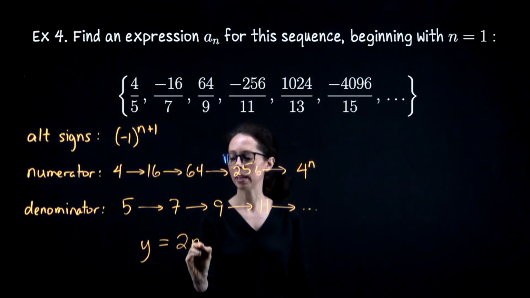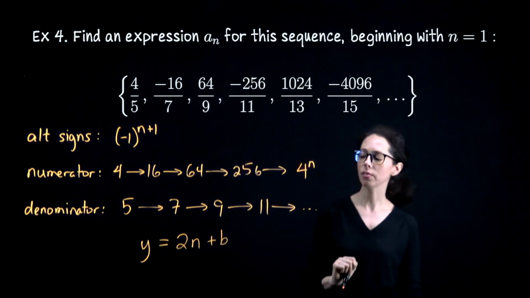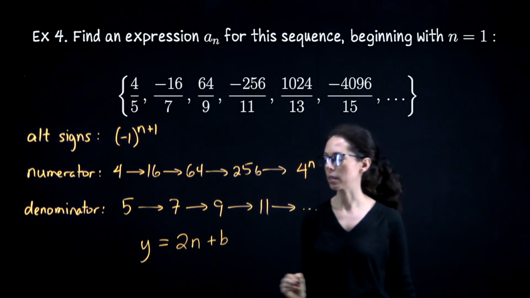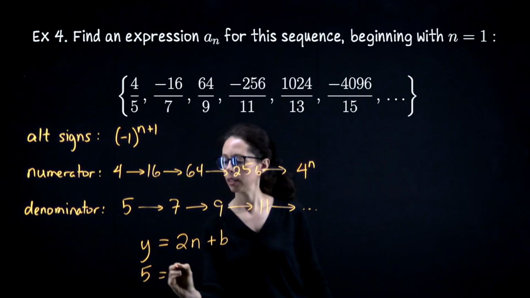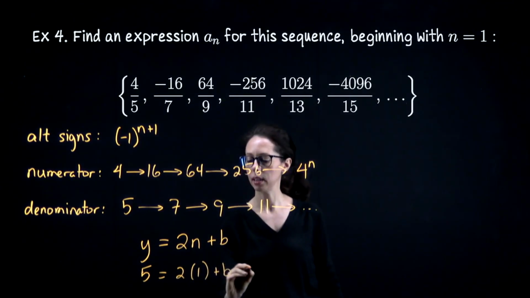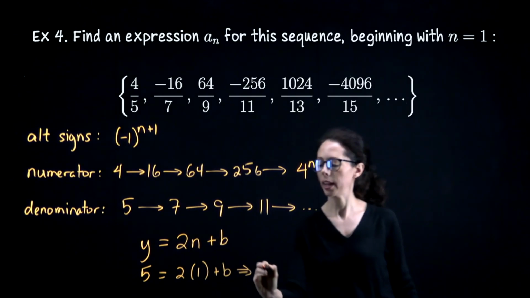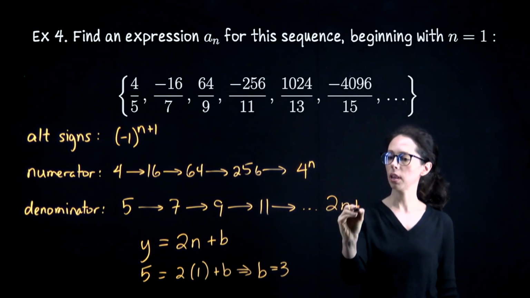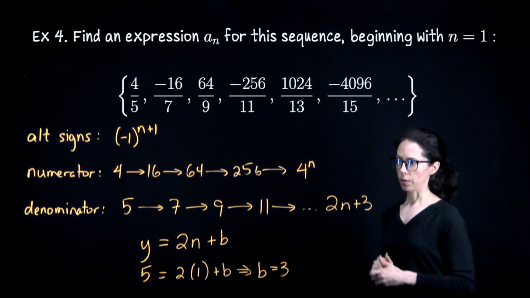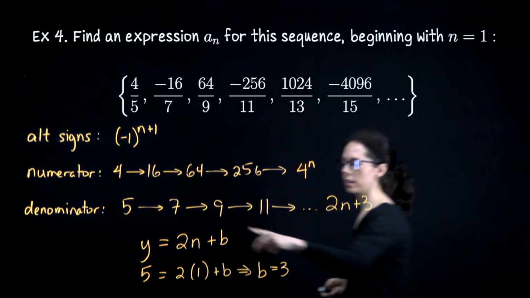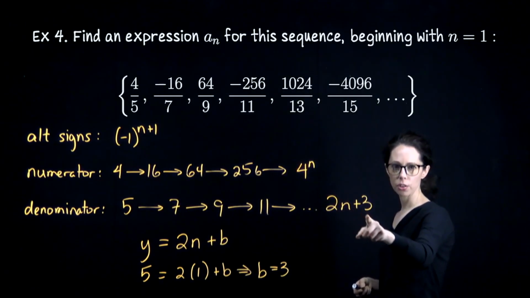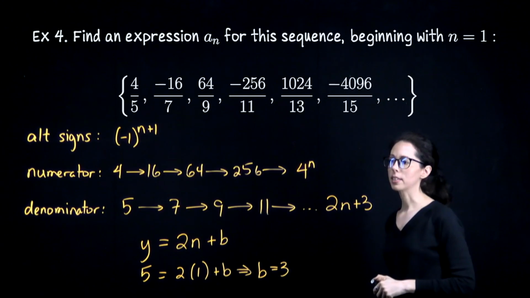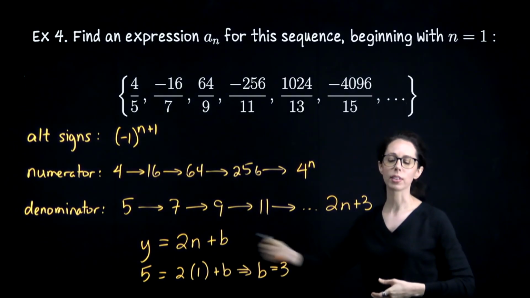How about I write 2n plus b? Instead of x, I'm writing n for the index. Now let's plug in that when n equals 1, y is 5. That will give me the missing b. So 5 is 2 times 1 plus b, which tells me that b is 3. So my formula here should be 2n plus 3. If you check that, 2 times 1 plus 3 is 5. 2 times 2 plus 3 is 7. 2 times 3 plus 3 is 9. So that does take you through this progression 5, 7, 9, 11, 13, et cetera.